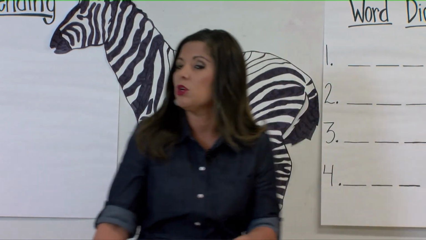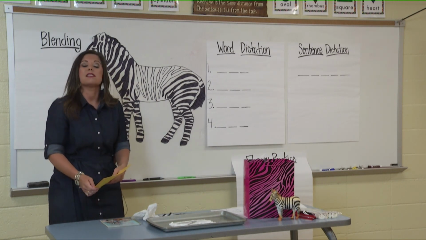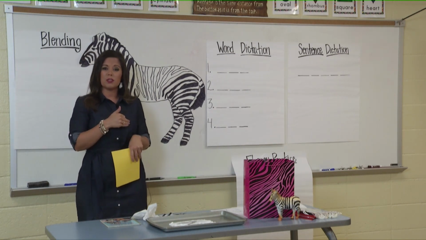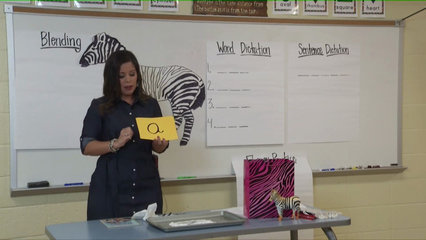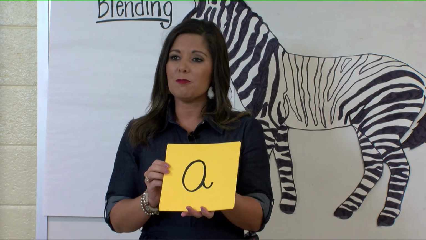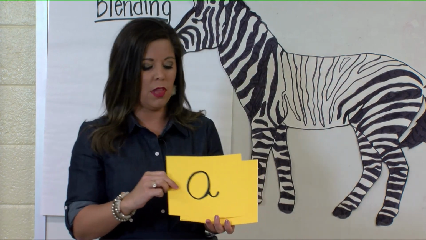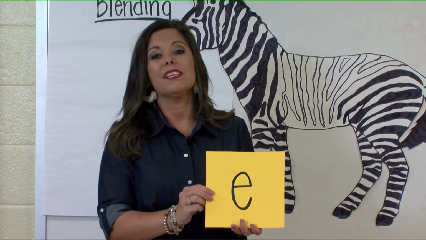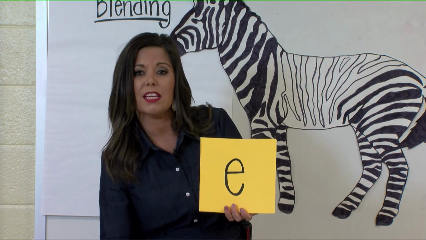All right, so now we're going to move into blending. Now that we know the sound that Z makes, which is the Z sound, we're going to blend some sounds with the Z sound. So let's review our vowels. When I show a vowel, I want you to tell me the short sound that it makes, okay? So this is the letter A, and it says ah, as in apple. My next vowel, E, says eh. Very good. The elephant, or edge of my table.